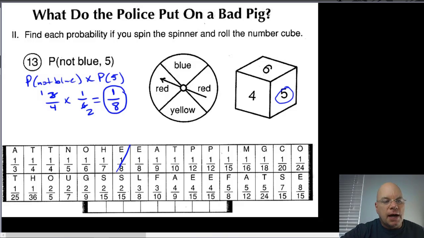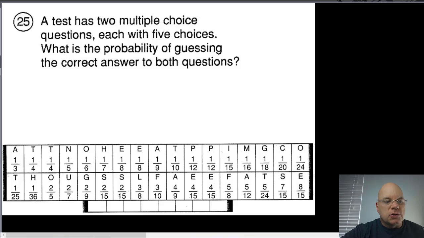The other one that I want to look at with you is this one. For some reason, when students do problems like this, they find them more difficult than the previous problems, when in reality it's the exact same type of problem. You just have to consider one thing at a time. So a test has 2 multiple choice questions, each with 5 choices. What is the probability of guessing the correct answer to both questions?